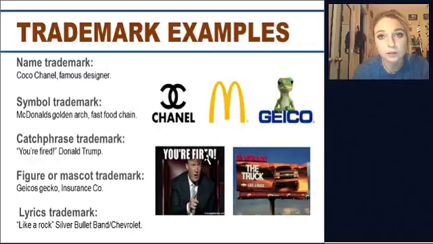And then there is also lyrics trademark. So the phrase "like a rock" by the Silver Bullet Band was used by Chevy, and Chevy actually paid this band to license the trademark for an advertisement they used after bankruptcy in 1991. So these are just some examples of different kinds of trademarks that can be used.